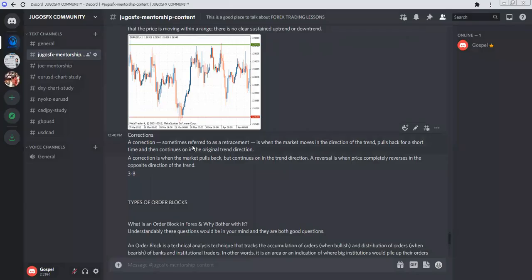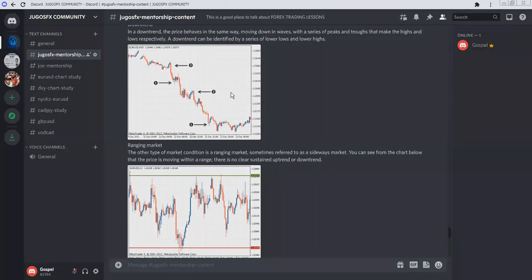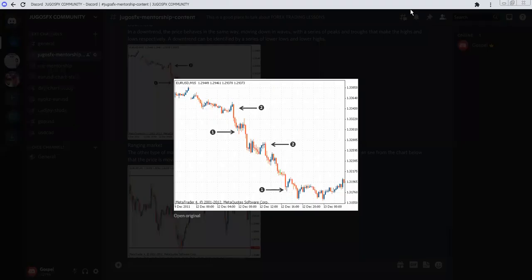Now, a correction is sometimes referred to as a retracement. It's when the market moves in the direction of the trend, but gives us a pullback for a short time and then continues in the original direction. Looking at this picture here, this is what we call corrections. When the market expands down and then trades back in the opposite direction, then continues, it goes down, it goes back up. This is what is called a correction or retracement.